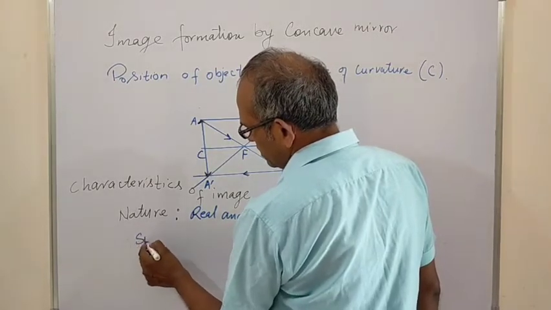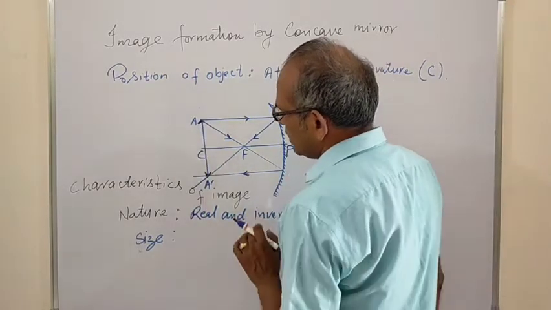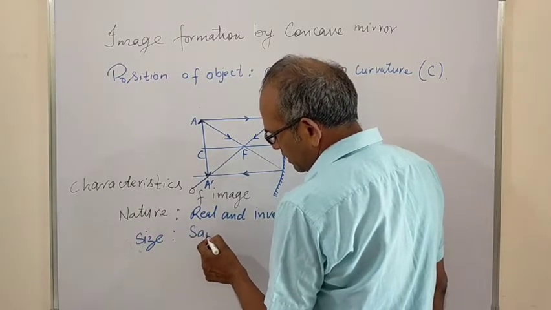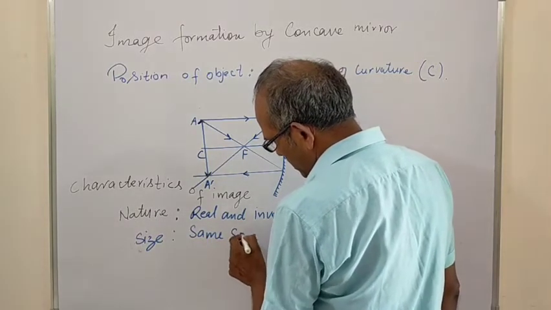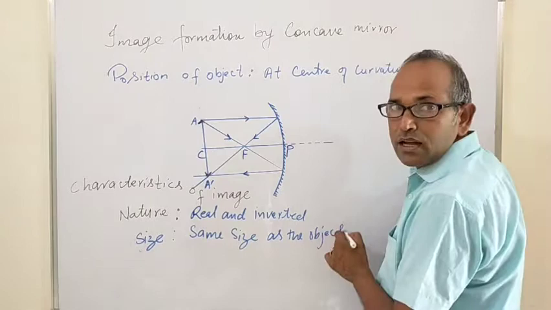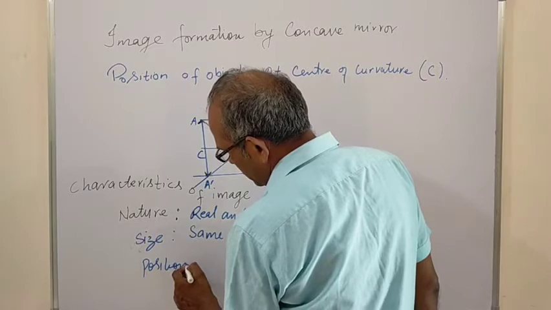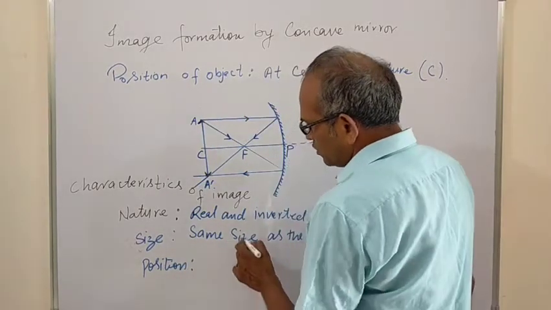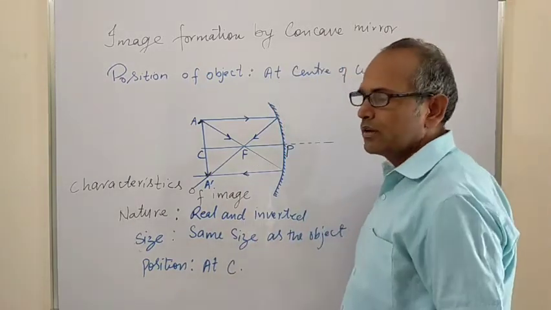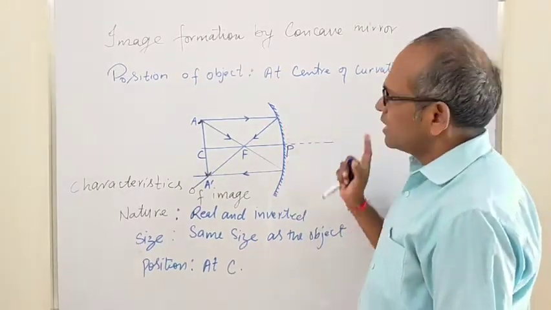Size. Here, if you measure it, you find that they are equal to each other. So the image is the same size as the object. Third, position. Nature, size and position of the image. So position where? At the center of curvature, at C. Okay, so this is the second case of image formation by a concave mirror.